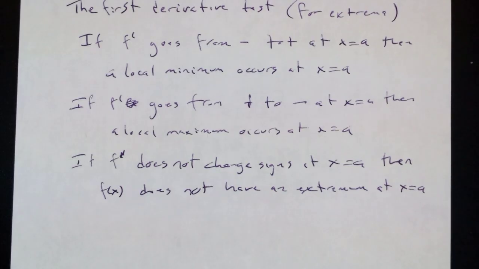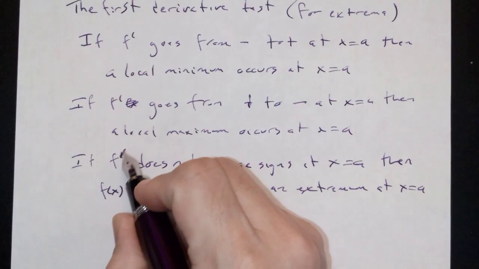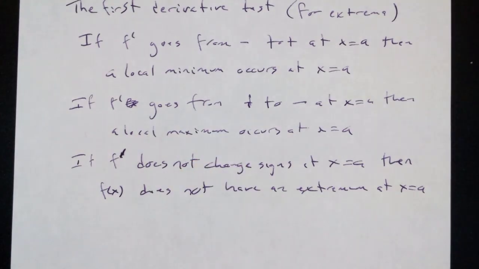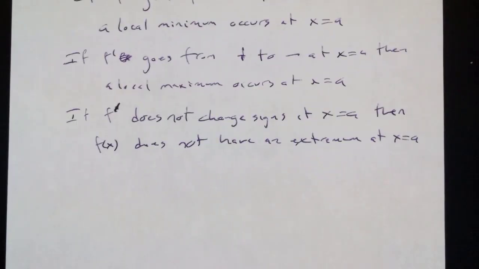Now that means I could see on my table pluses on both sides or minuses on both sides. That's okay. That's allowed. If it doesn't change sign, then I don't have an extremum there. That is f prime. On the problem we were just doing, let's go back and put the values in.